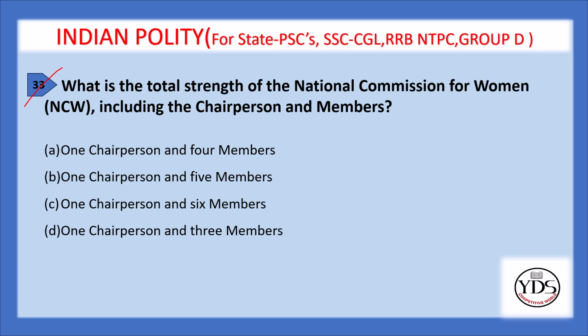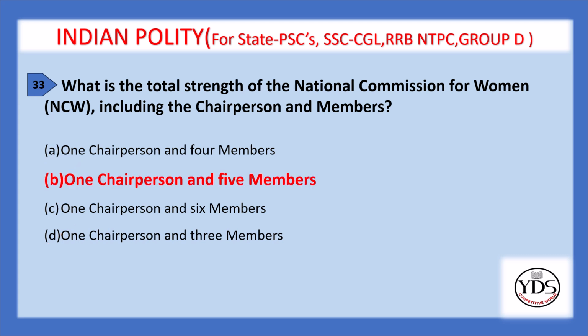Question number 33. What is the total strength of the National Commission for Women (NCW), including the chairperson and members? Option A. 1 chairperson and 4 members. Option B. 1 chairperson and 5 members. Option C. 1 chairperson and 6 members. Option D. 1 chairperson and 3 members. Option B. 1 chairperson and 5 members is the correct answer.